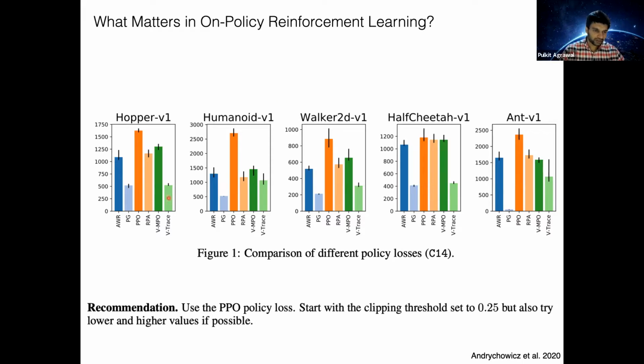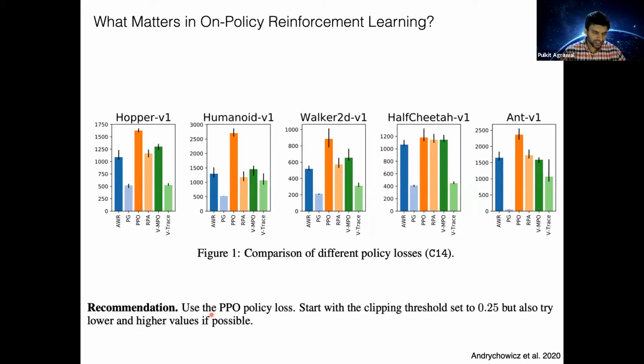One thing that you see across the board is that PPO, which is in orange, is doing much better than the light blue, which is policy gradients, right? And PPO in general is doing better than most other variants of on-policy RL algorithms, right? So if you were to blindly pick up an on-policy RL algorithm, PPO is a safe bet to pick up.